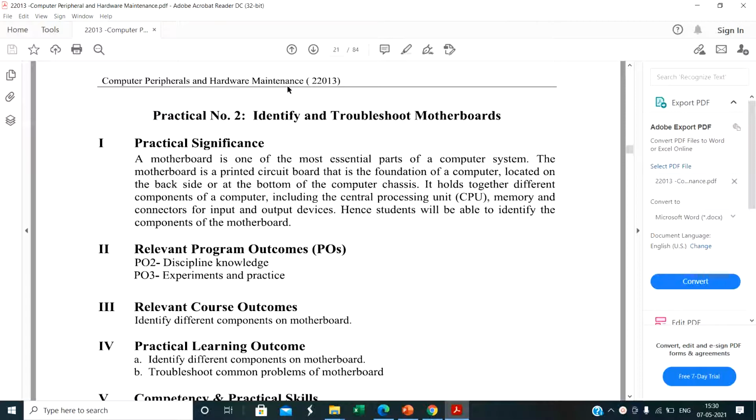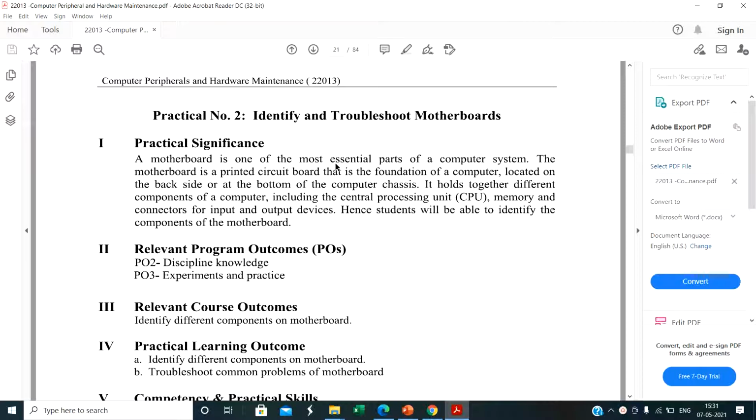In the second practical, we see how to identify and troubleshoot the motherboard. In this practical we see the components of the motherboard, and the motherboard consists of various components. Those components we see in this practical. First of all, the practical significance is that the motherboard is one of the most essential parts of a computer system.